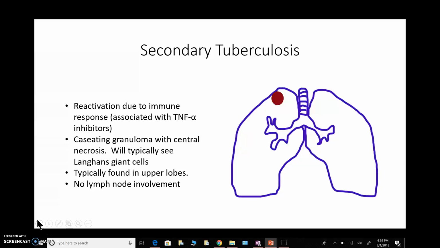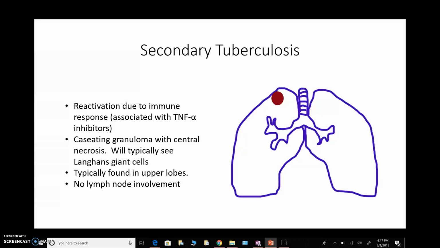What you're going to see here is a caseating granuloma with central necrosis. And you can see Langhans cells with that. It's going to be typically found in the upper lobe because, like we talked about, since they're obligate aerobes, they're going to prefer tissue with lots of oxygen in it. There will be no lymph node involvement, and that will help you distinguish it from primary tuberculosis.